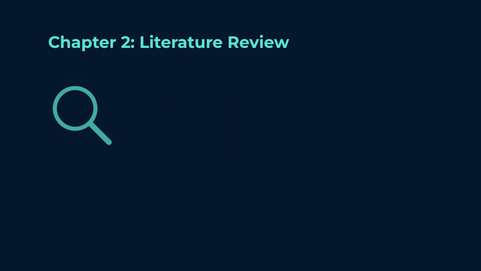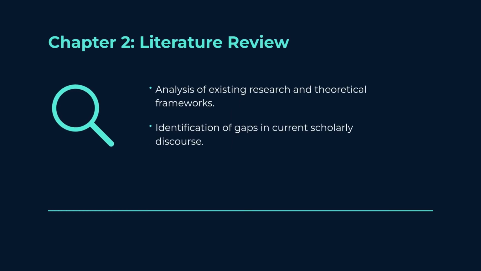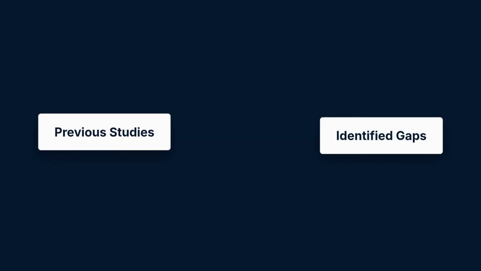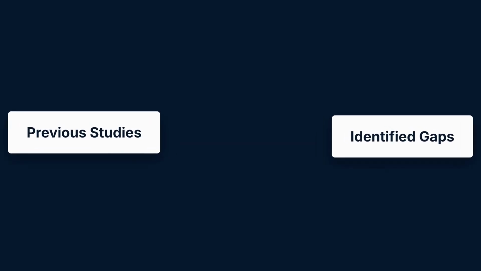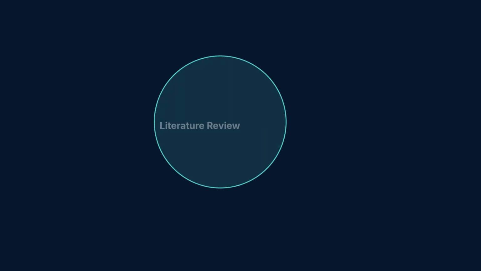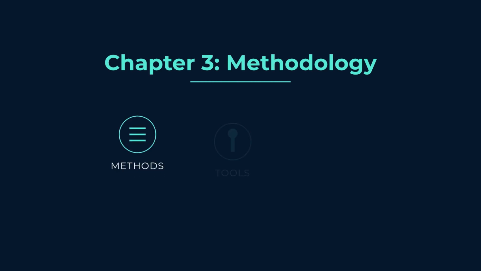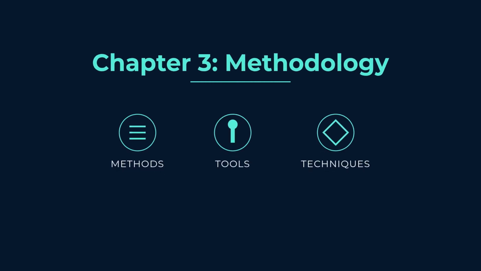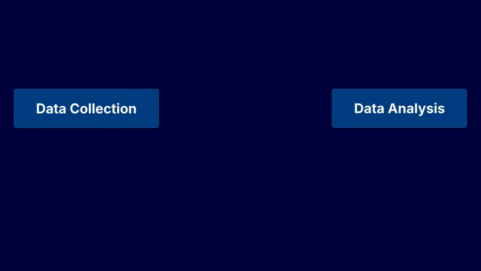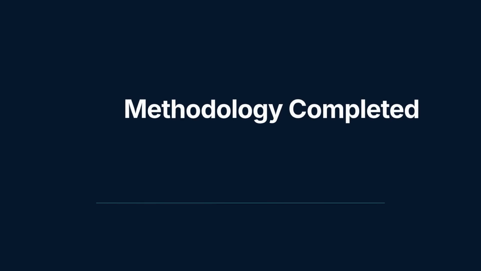You can then add, "The second chapter is a review of existing literature, which examines previous studies related to the topic and identifies gaps that this research aims to address." This shows how the literature review fits into the study. You can continue with, "The third chapter explains the research methodology, including the methods, tools, and techniques used for data collection and analysis." This ensures readers understand how the study was conducted.